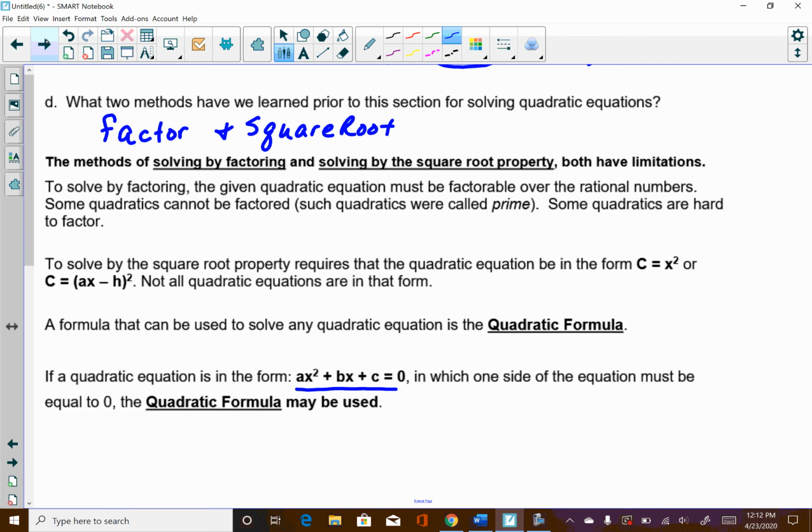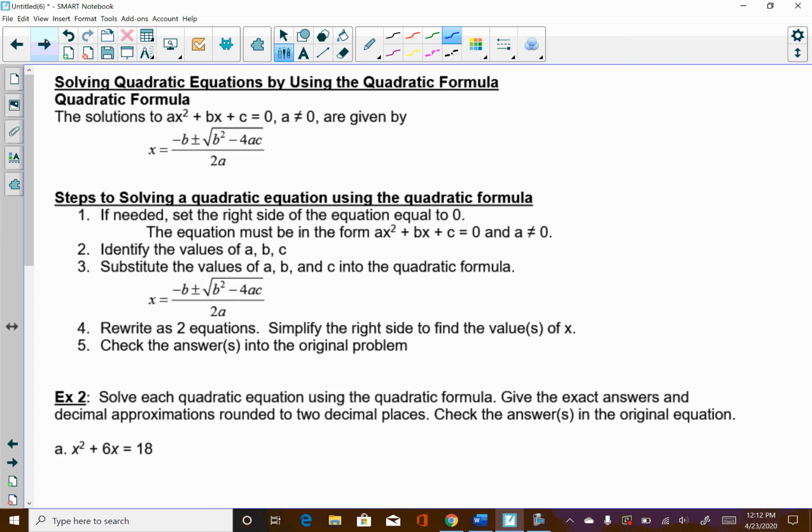If we flip it on over to the next page, the quadratic formula is given to you up at the top. So your solutions are found using this formula. It's read as negative b. Actually, you're going to hear me say opposite b. So opposite b plus or minus square root b squared minus 4ac all over 2a.